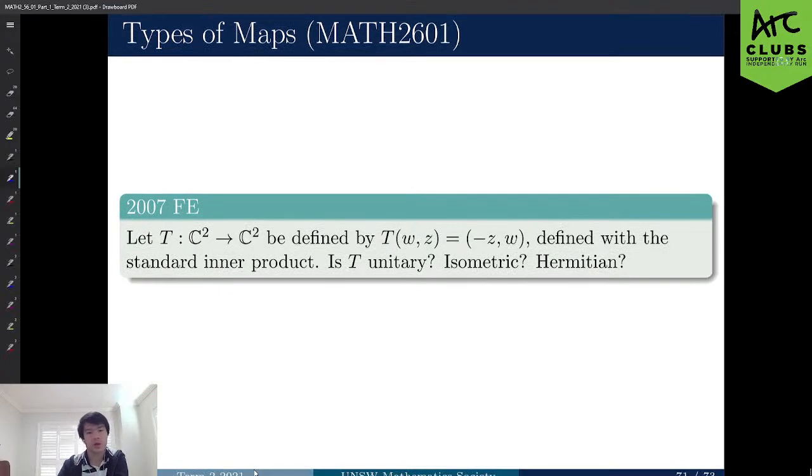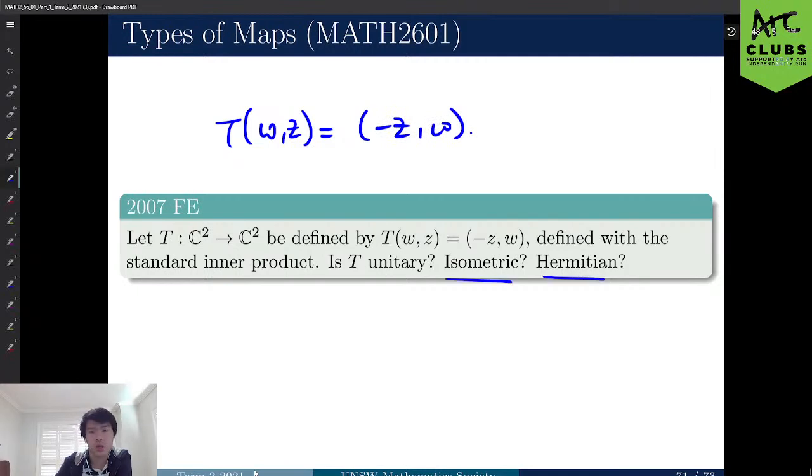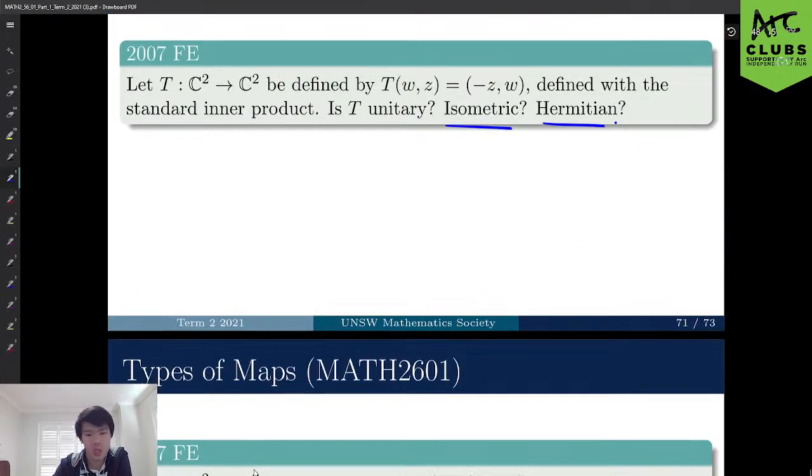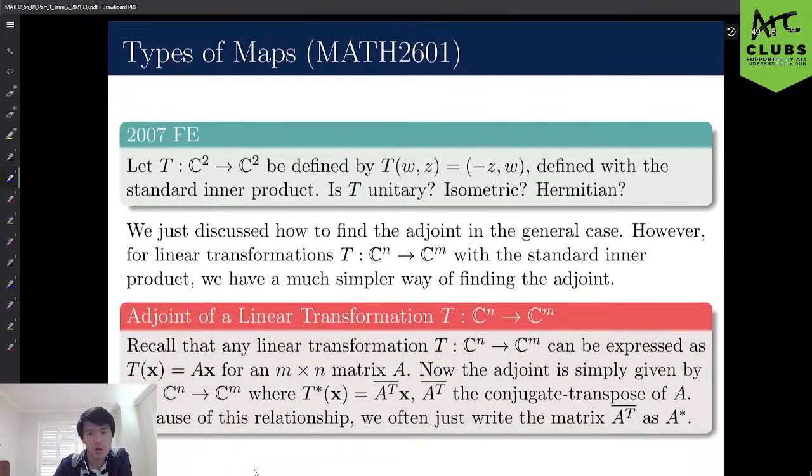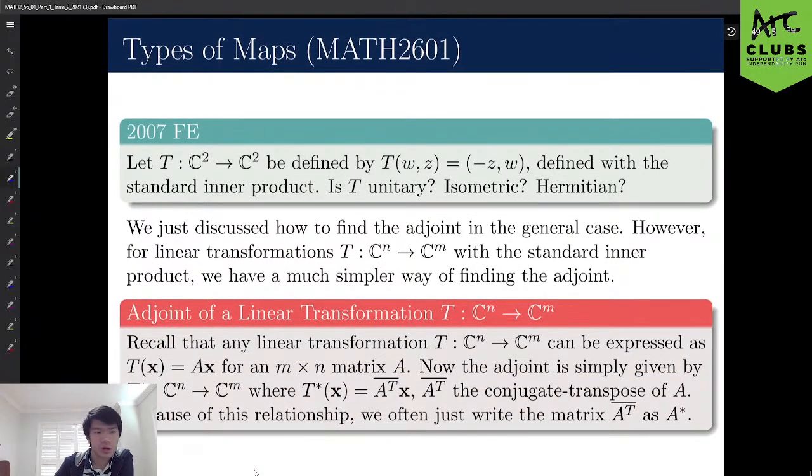So we'll possibly do one last question. So let this transformation be defined by t of wz equals this thing here. So is t unitary, or is it isometric, or is it hermitian? So for this, we'll actually use a shortcut that we know. So what we could do is find the adjoint using our dot products. Right, so before we found the adjoint from first principles, basically. But in this case, we have something from C2 to C2, and it's defined by this.